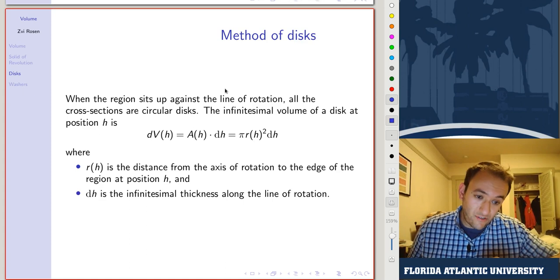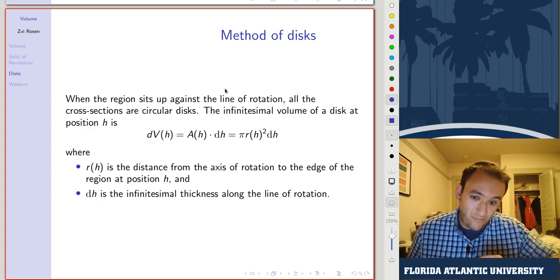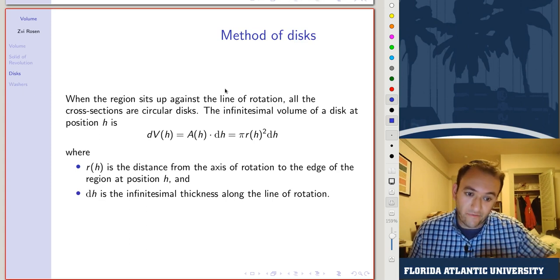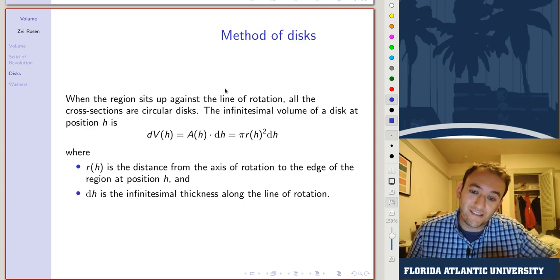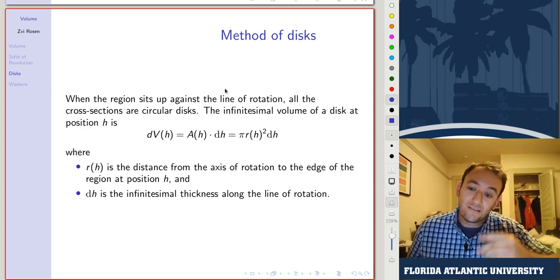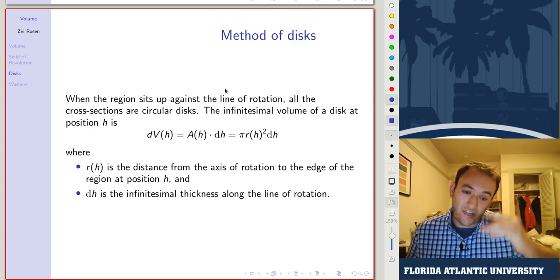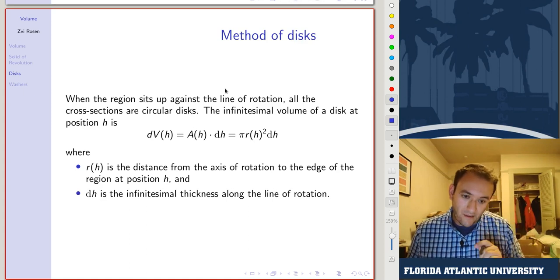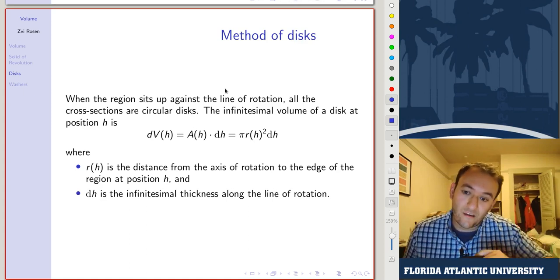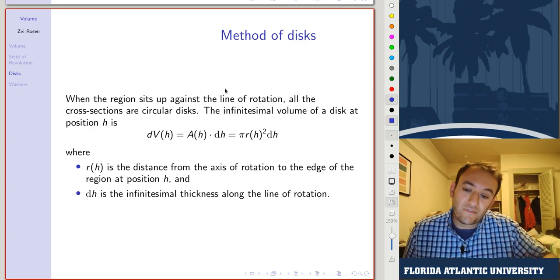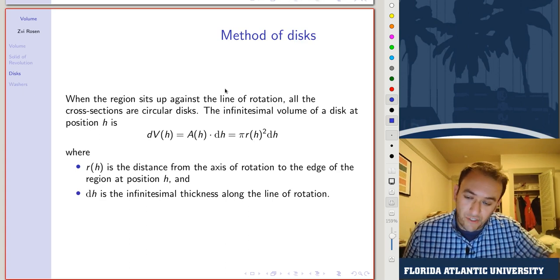And that cross-sectional area, because it's a disk, is just pi r squared dh, again times that infinitesimal thickness. And here r of h is the distance from the axis of rotation to the edge of the region at position h. So you go as high up as the disk goes, and dh is the infinitesimal thickness along the line of rotation.